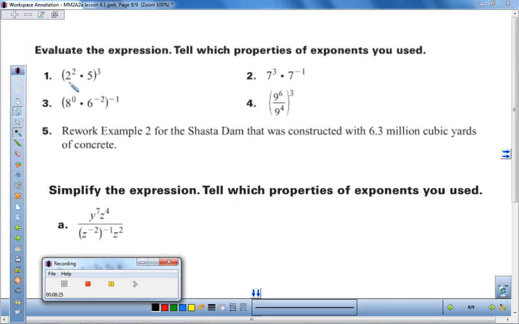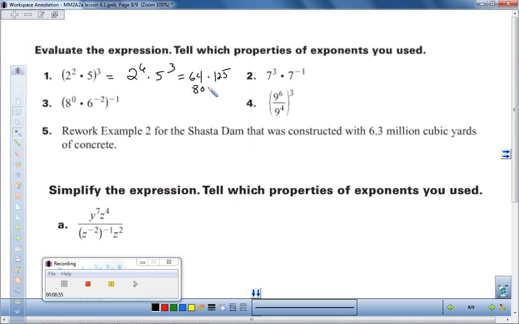Alright, so let's look at some of these. With this, we're going to have to use our property rule first. So it'd be 3 times 2, so we end up with 2 to the 6th power, 5 to the 3rd power. So we take 2 to the 6th power, and then 5 to the 3rd. We end up with 64 times 125, and when we multiply that together, we end up with 8,000. Now we used the power of a product property and power of a power for that one.